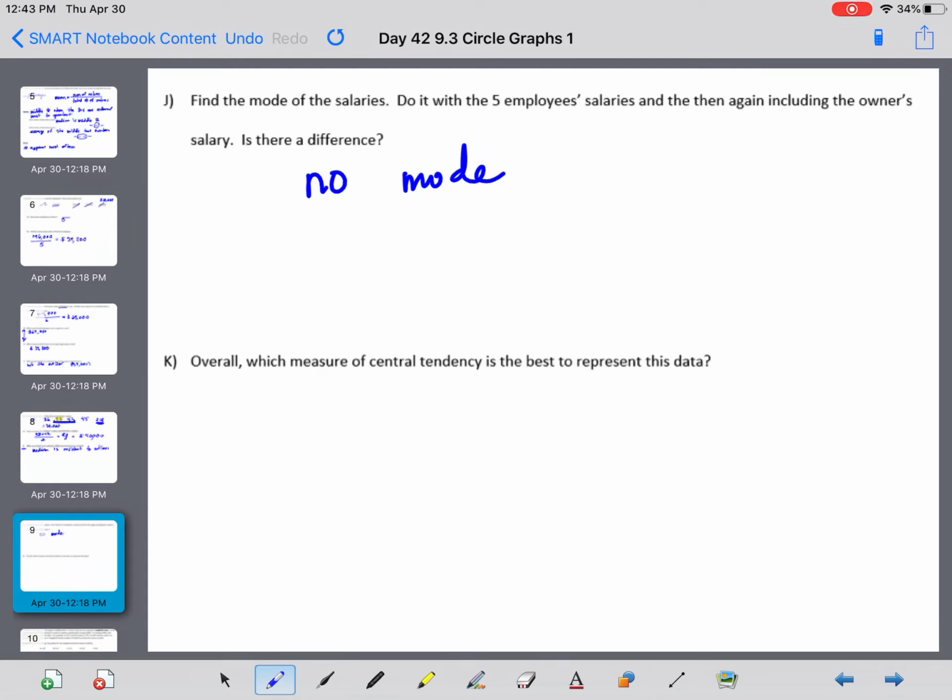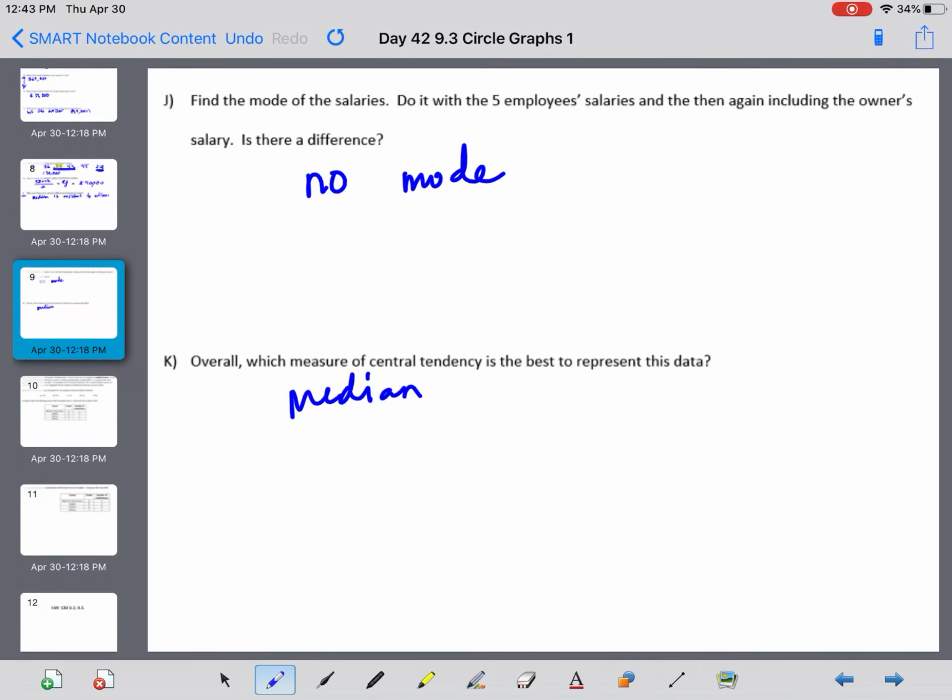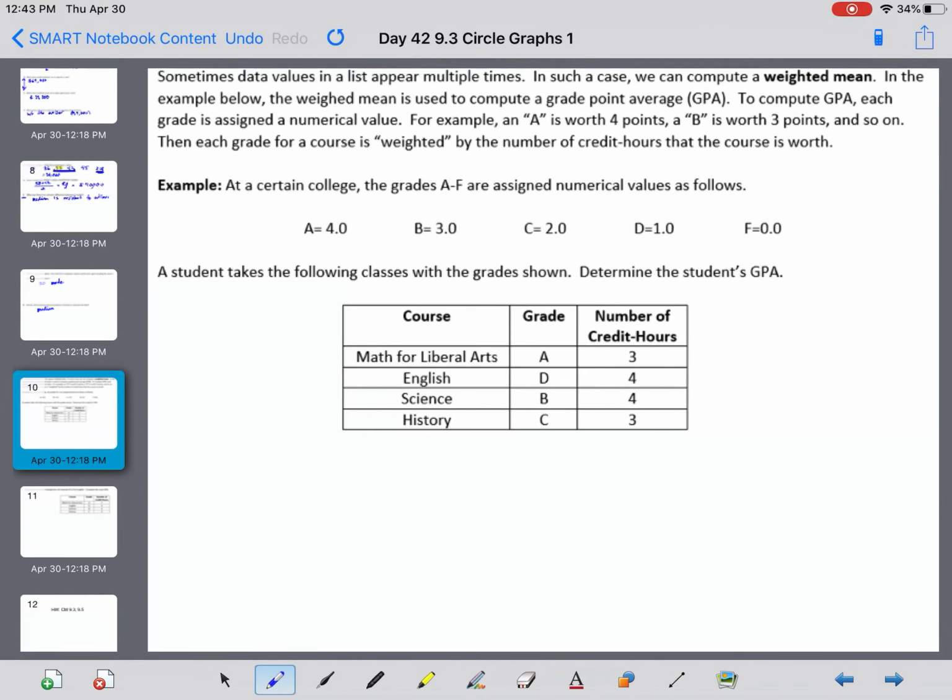That's totally fine. So for part K right here, which measure of central tendency is the best representation of the data? I would definitely say the median. Because it has an outlier in it, it's definitely going to be the one that's resistant to that outlier.